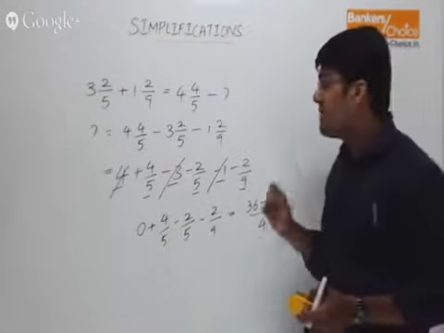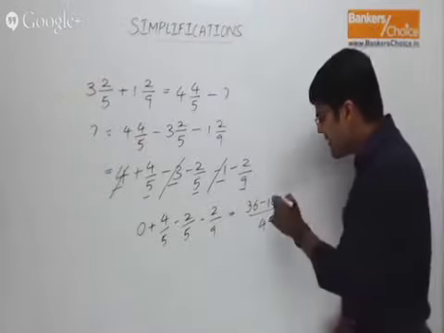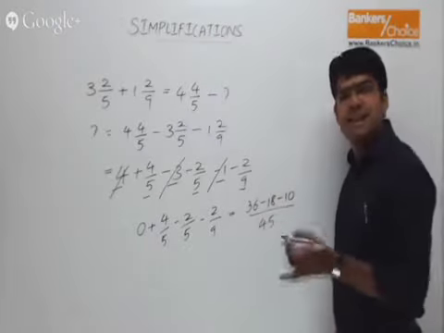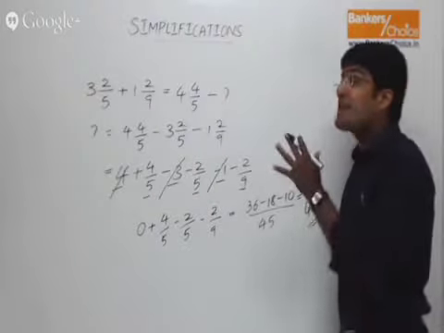So that is the reason. Remember, always split the integer part and the fraction part. You will get the answer much faster. So look at this now, minus 10. What is 36 minus 18? 18. 18 minus 10? 8. 8 by 45. That's your answer. So practice this method.